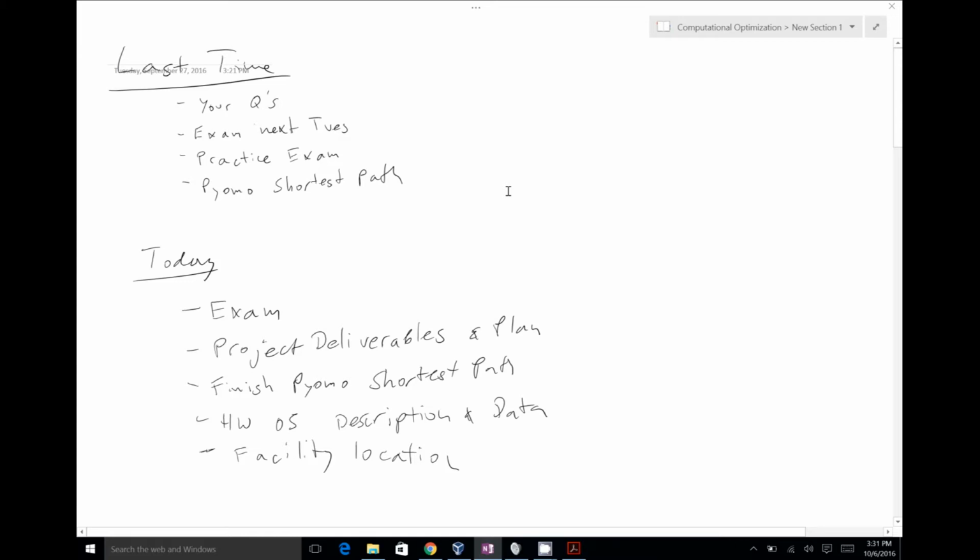Then we're going to finish shortest path in Pyomo, which is going to give you everything that you need to do the next homework assignment. Your current homework assignment on large-scale machine learning is due next Tuesday, and the end of discussion today should set you up for doing the next one. So we'll talk about what that assignment is. And if we get through all that, we're going to do another example optimization problem in Pyomo, which is facility location. But before I jump into today's material, are there any questions in class in general or anything else?